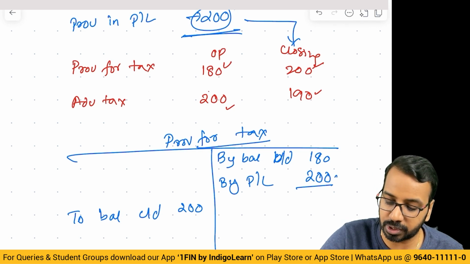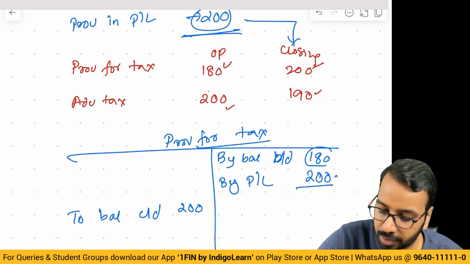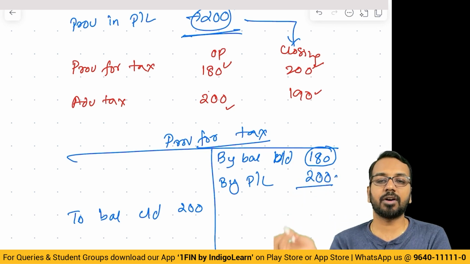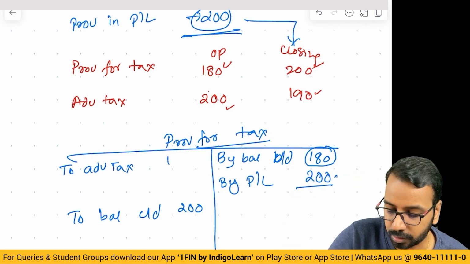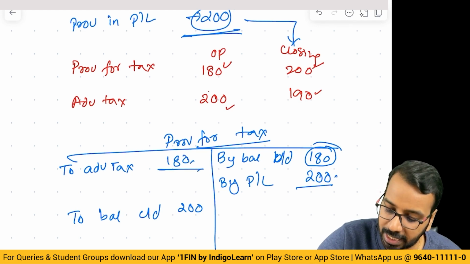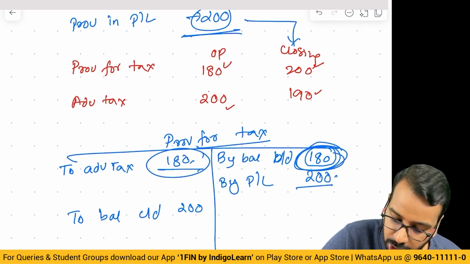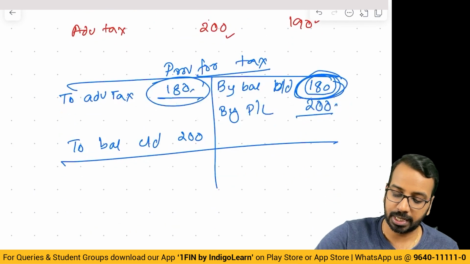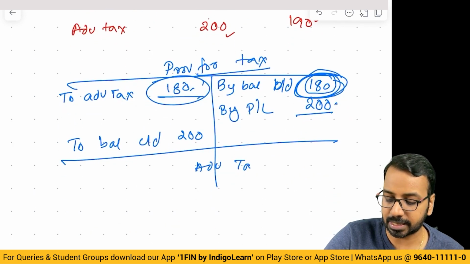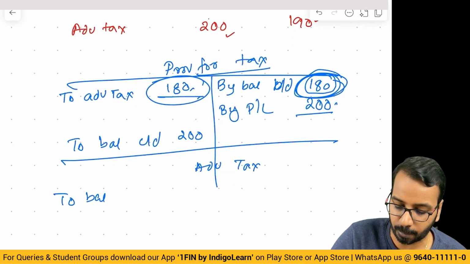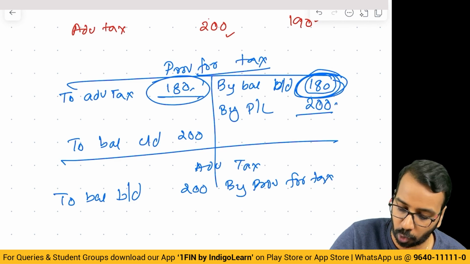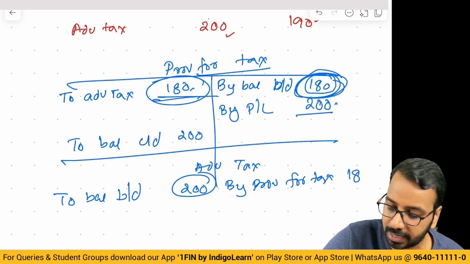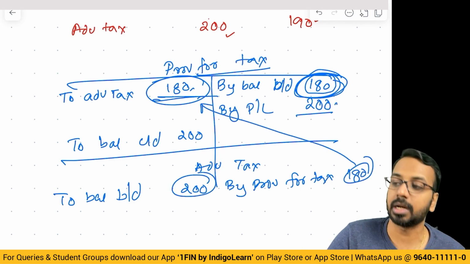Now how will we close this provision for tax account? The appropriate amount required to settle this provision we will transfer from advance tax account. So you will say to advance tax account 180. Whatever is needed to close this opening provision, you will plot it here. So this account is closed. Now you will prepare the advance tax account where you have balance brought down 200 by provision for tax. How much did we use out of this 200? 180. So 180 is transferred to this particular account.